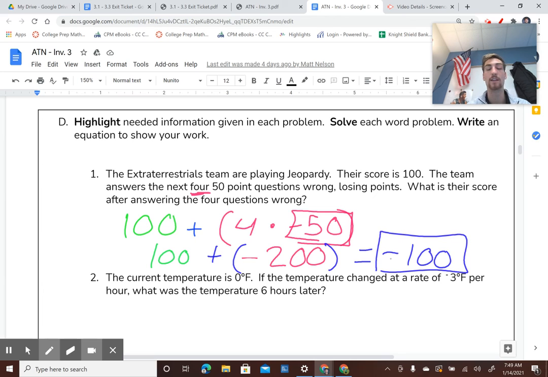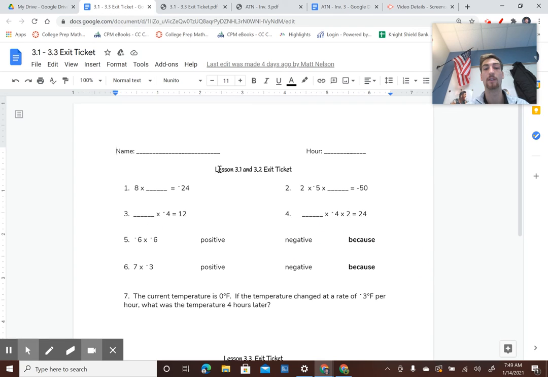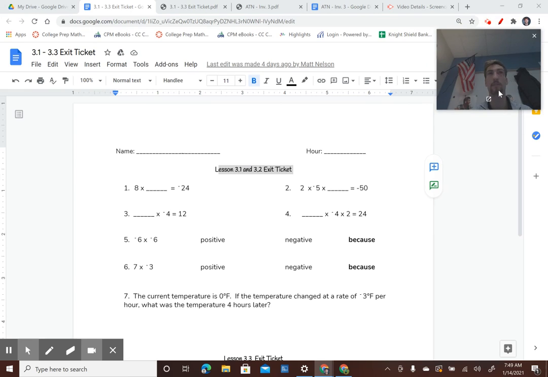All right, now you're going to complete the final part here and then go to your exit slip, and you're going to fill out the exit slip for 3.1 and then move on to 3.2. All right, thank you very much.